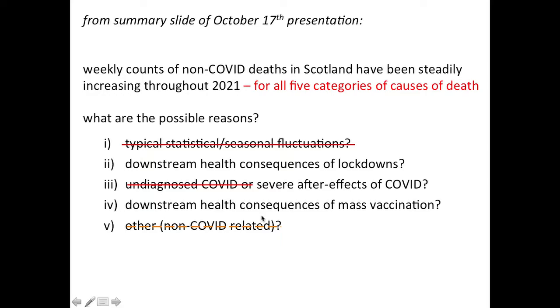Other possible causes for this increase in non-COVID mortality: perhaps what we're seeing are severe long-term effects of COVID. So for people particularly in vulnerable groups, the elderly, people with serious comorbidities, even though they may recover from COVID, they may have significantly worsened health as a result, and this very sadly in some cases may lead to premature mortality.